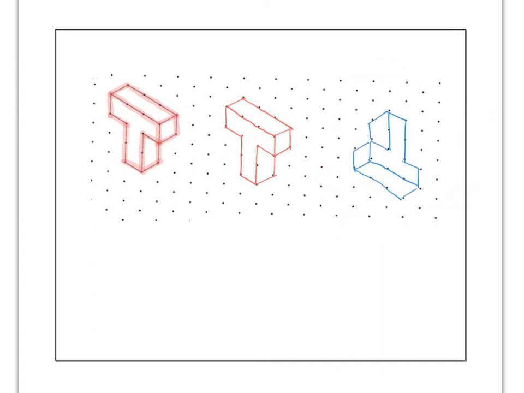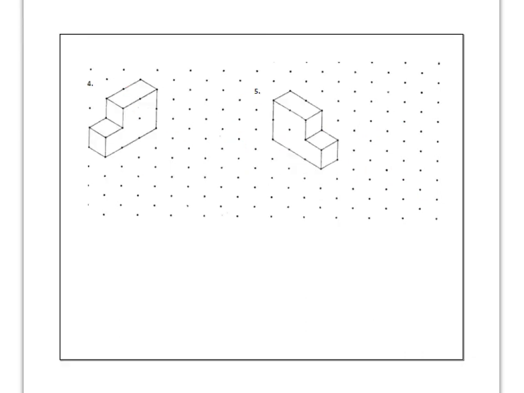So here's one that I drew that is an upside down letter T. Let's try a couple more shapes. Number 4 and 5, will you guys pause the video and try to replicate these? Try to redraw them so they look exactly like the ones that are there. Go ahead, pause the video.